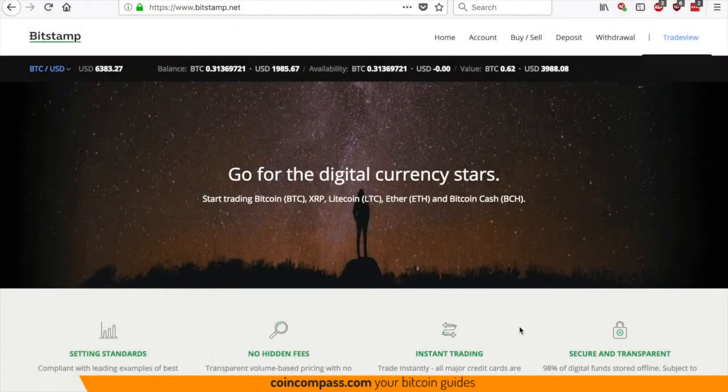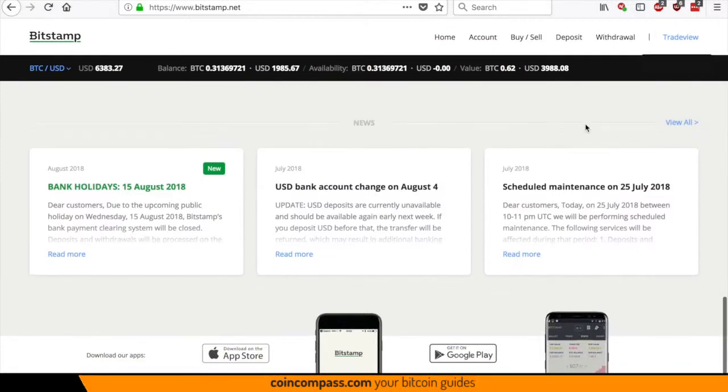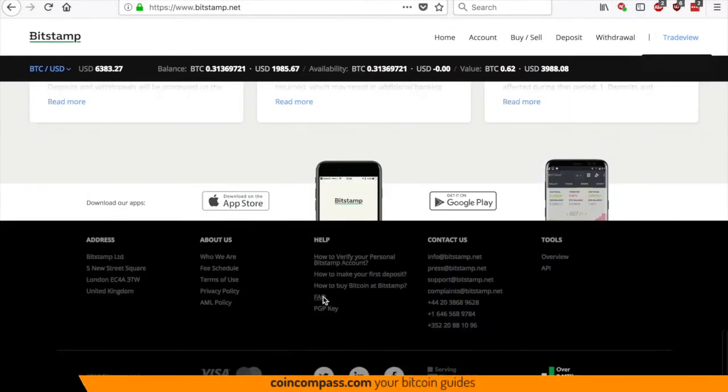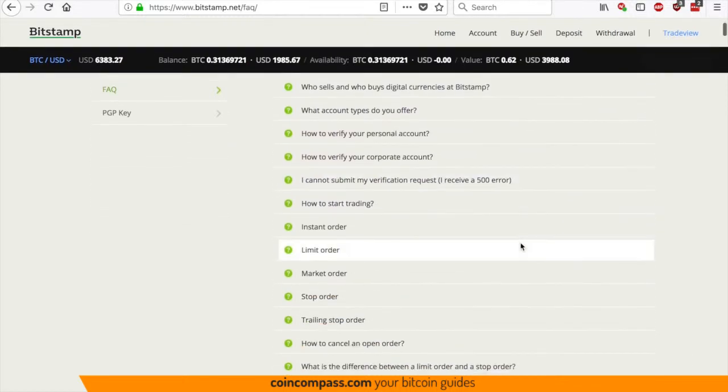So you've set up your Bitstamp account and you want to go ahead and buy some Bitcoin now. How do we do that? So first we'll direct you to the FAQ page. On the home page, just scroll down to FAQ. And this page is actually worth reading in its entirety when you have the time. For now though, let's go to how to start trading.